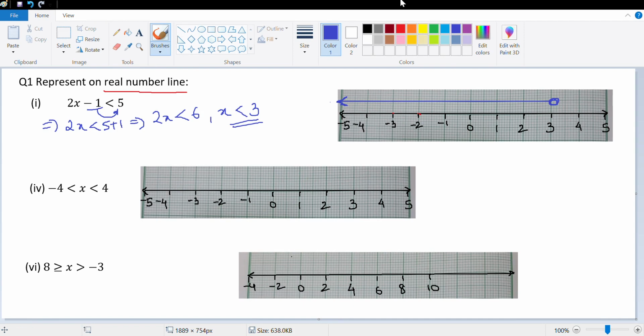And please do notice that if I am plotting 3, I should have at least one number after 3 on this side. Next one we have is negative 4 less than x, which is less than positive 4, which means negative 4 is not included, so an empty circle. 4 is not included, but any number in between is included, which means I will join them using a straight line.